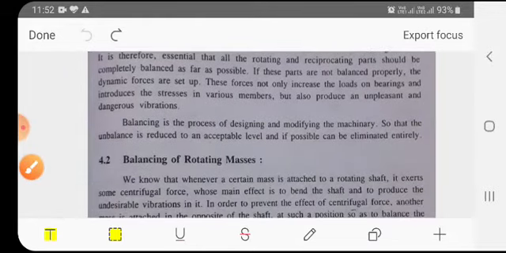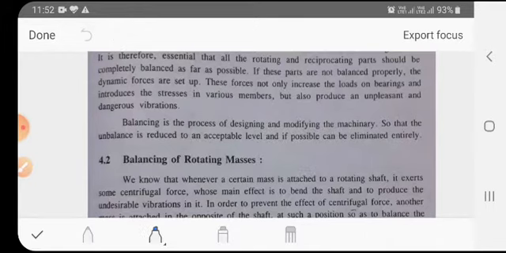Now let us discuss what balancing is. Balancing is the process of designing and modifying the machinery so that unbalance is reduced to an acceptable level, and if possible eliminated entirely. Or you can put it another way: it is the process of designing a machine in which unbalanced force is minimum.